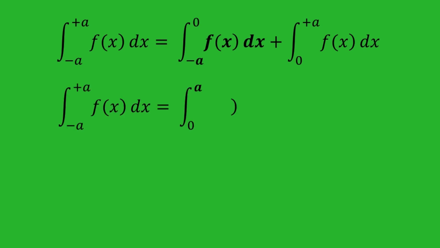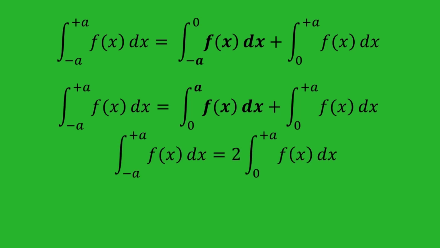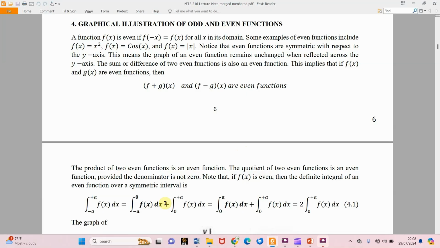So, since f of x is even, the integral from minus a to 0 of f of x dx is the same thing as the integral from 0 to a of f of x dx. So, if that is the case, then we can now see that provided f of x is even, we are going to get 2 times it over the interval of 0 to a.